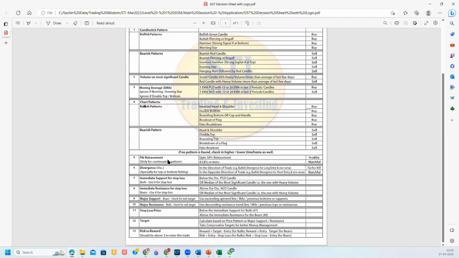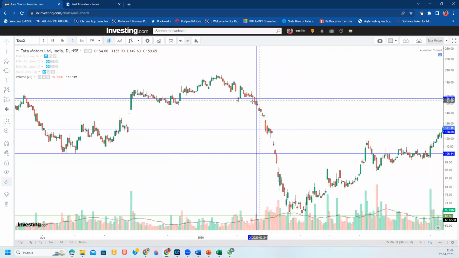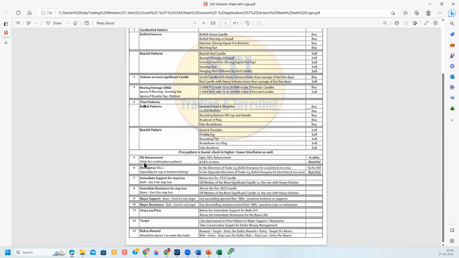Next one is the Fibonacci retracement. For Fib retracement, it is recommended to use it only for a continuation pattern. We know the continuation pattern is the flag and pole. And in this example, again, we can't see any continuation pattern. So at this point, Fib retracement is also not applicable for this particular example.